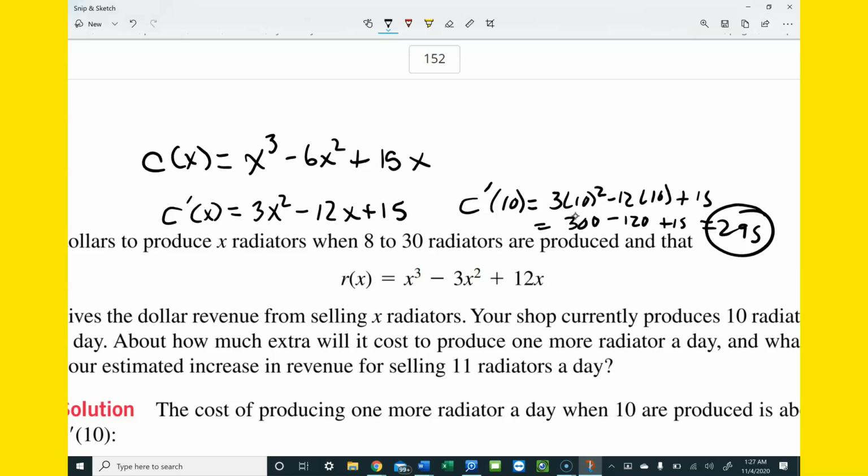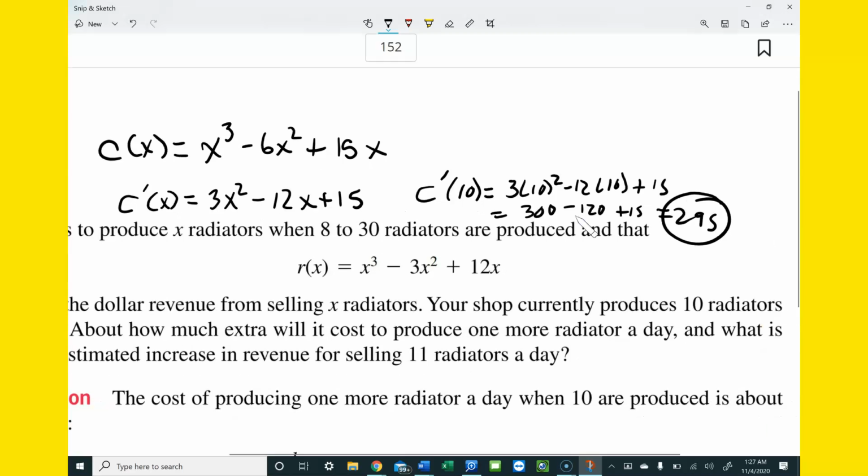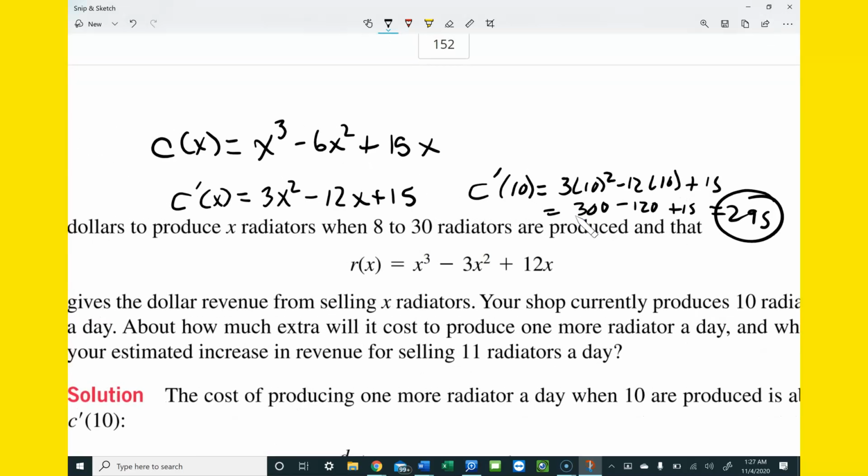And then we want to answer this next part of this question. What is our estimated change in revenue? It says increase, but it may not be an increase, maybe a decrease. But what's going to be the change in revenue for selling one more unit? Well, that would be found by doing the marginal revenue function, which is r prime, the derivative of revenue. That's going to be 3x squared minus 6x plus 12.